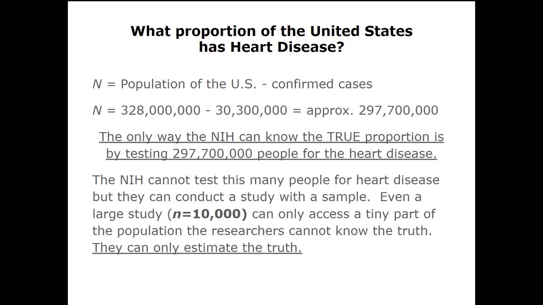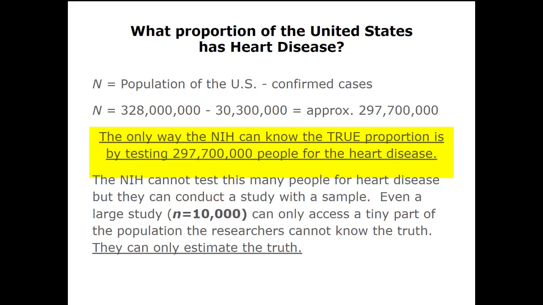Let's look at another example dealing with heart disease. Right now, the population of the United States is approximately 328 million. And in 2018, approximately 30,300,000 people were confirmed to have some type of heart disease. That would mean that approximately 297,700,000 people could possibly still have the disease, right? We don't know because they haven't been diagnosed with it.